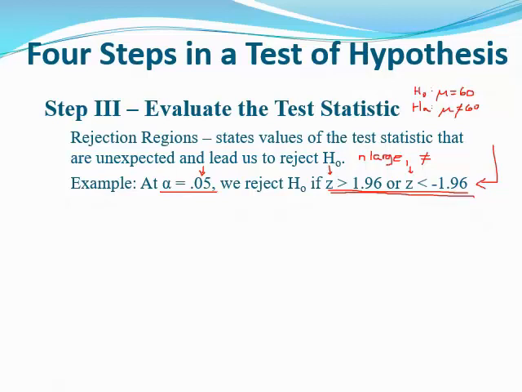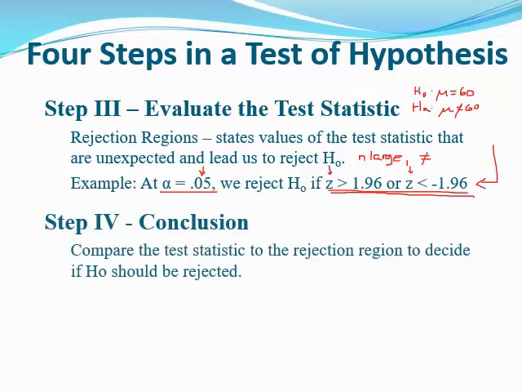This is the rejection region. So our 4th step says, hey, put it together. Compare the test statistic to the rejection region to decide if the null hypothesis should be rejected. If my test statistic is a value like 3, well, we take a look. Is 3 bigger than 1.96 or less than negative 1.96? Absolutely it is.